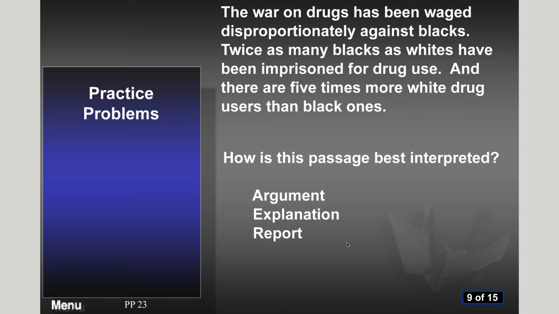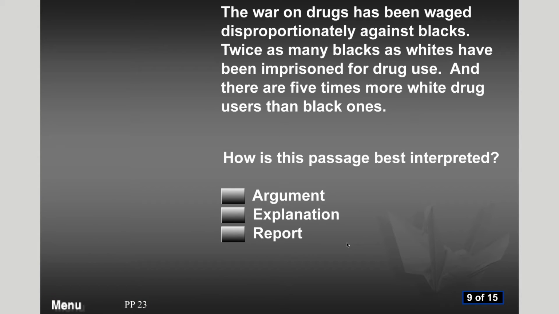So here is another practice problem. The war on drugs has been waged disproportionately against blacks. Now this seems, right, something that is not generally agreed upon. It may be agreed upon by all your friends, it may be agreed upon by your political party or something else, but it doesn't mean it's necessarily agreed upon by others. Okay, the war on drugs has been waged disproportionately against blacks.